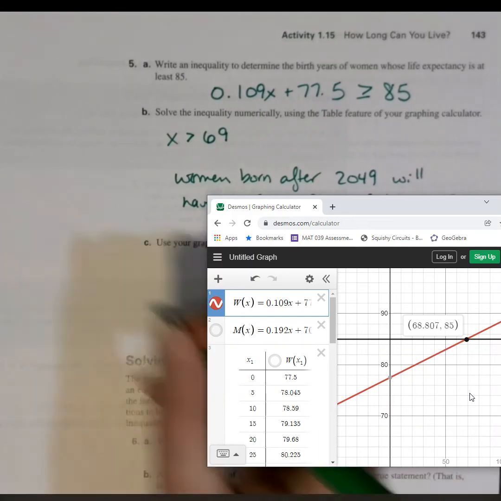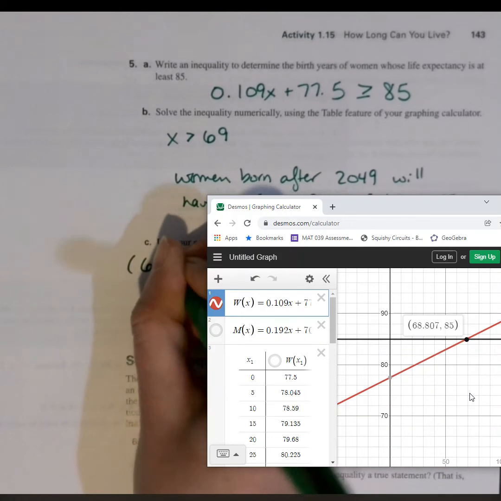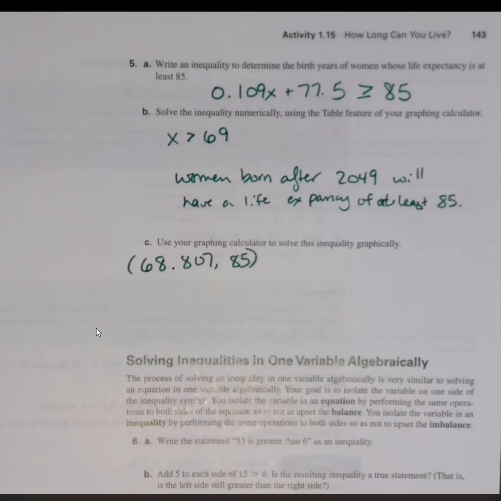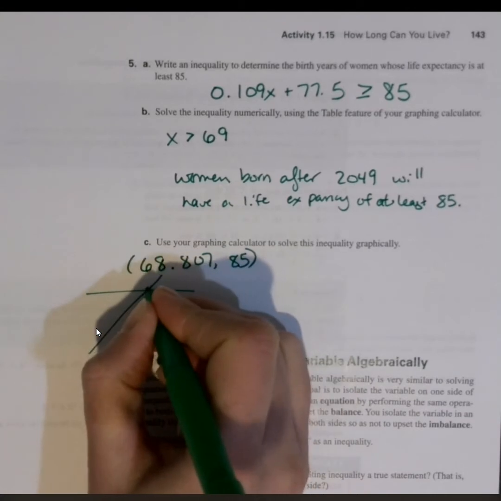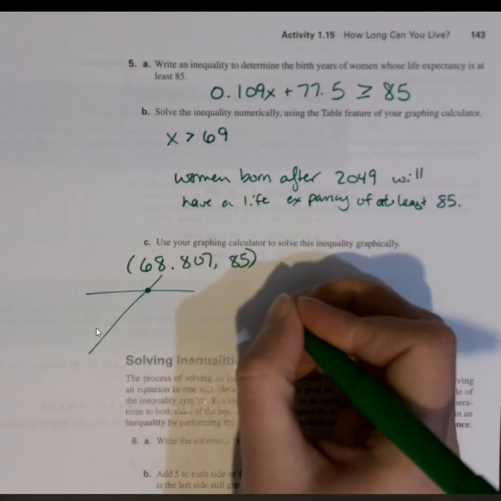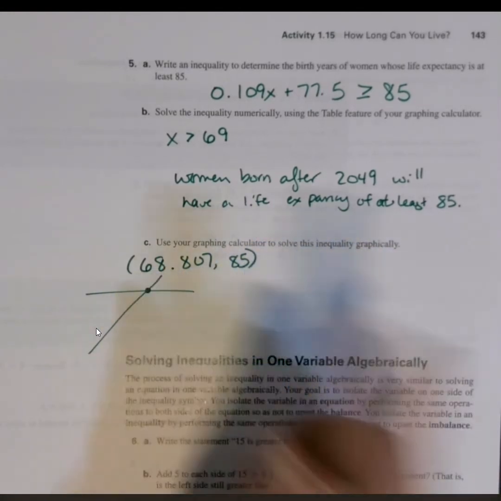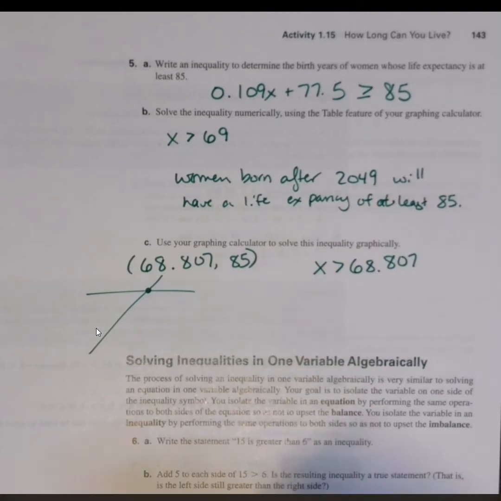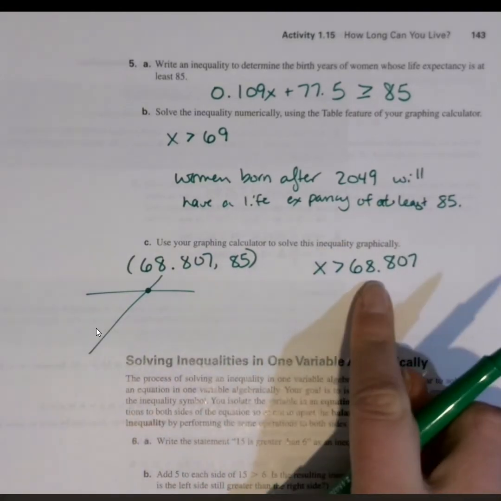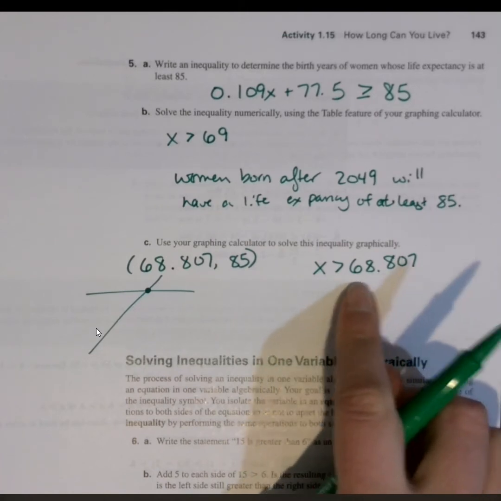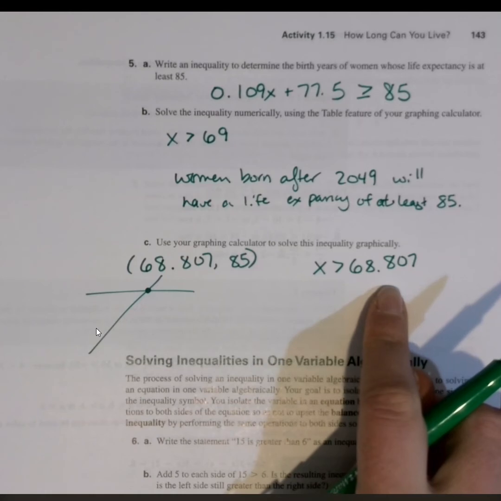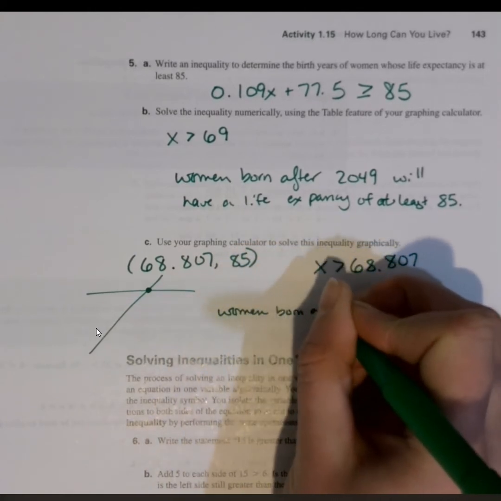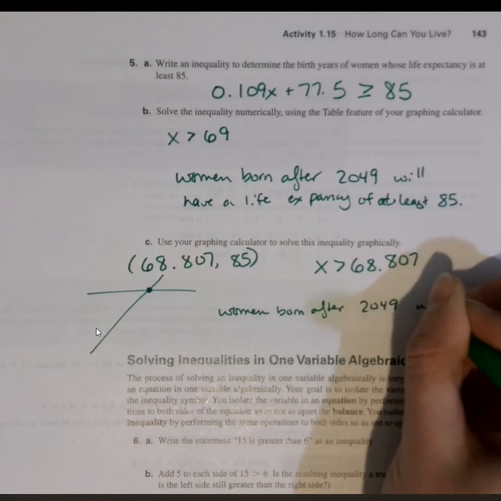And I can see my ordered pair here of 68.807, comma 85. So I'll get my Desmos graph out of the way. And a quick sketch, it was looking like this for that ordered pair solution. So we can be a little more precise in the actual x value. So we can say that this is for x values greater than 68.807. But when I put this into a sentence, it's actually still going to say the same thing because this would round up to the nearest year being 2048.8 or 2049. So we would still say that women born after 2049, we'll have a life expectancy of at least 85.